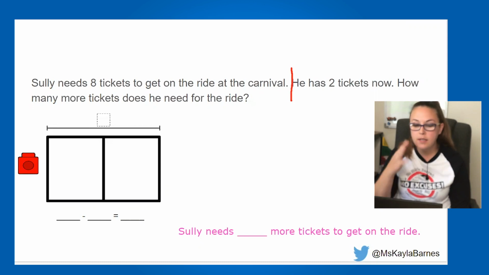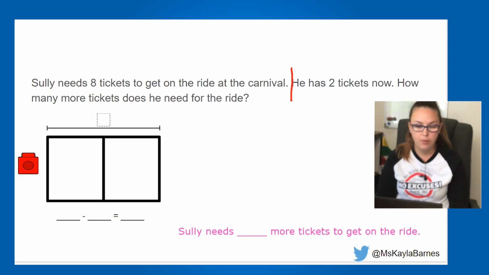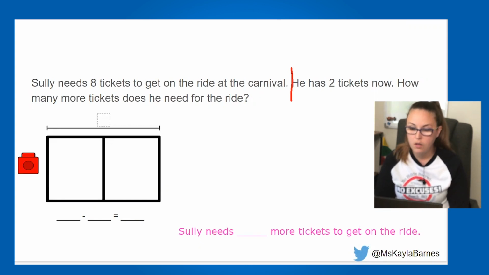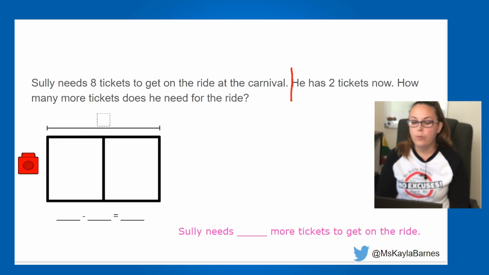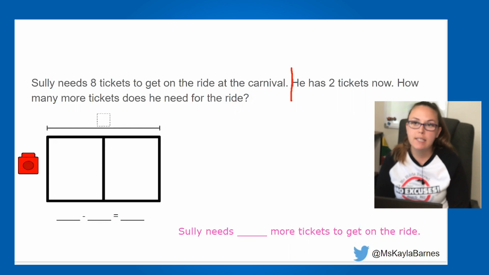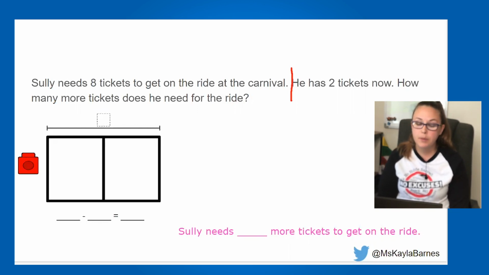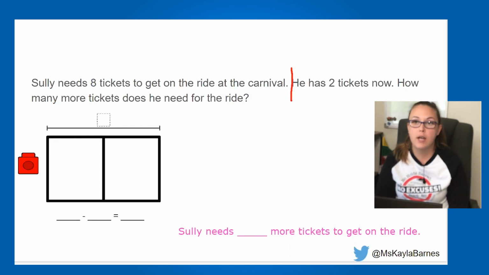All right, so we need to think about what this sentence means in the context of our problem. Sully needs 8 tickets. So we know that in a number sentence, there are at least 3 numbers. In our case, there will be 3 numbers. We'll have 2 add-ins and a sum, or we will have 3 numbers that we put into a subtraction problem.